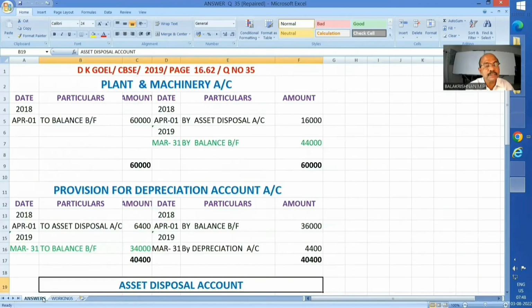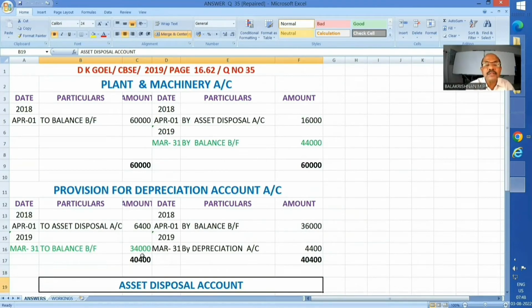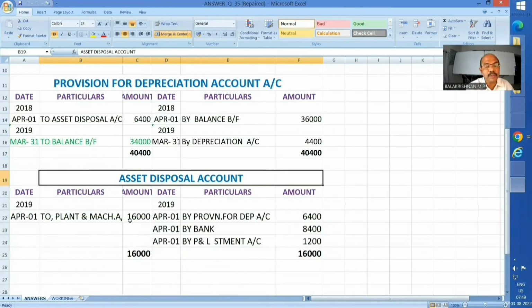Accumulated depreciation account. What is the journal entry for accumulated depreciation when you are under the asset disposal account? Provision for depreciation account debtor to asset disposal account. Kindly watch my preceding videos in respect of the asset disposal account. Well, first of all, we have to transfer that part of the asset that is getting sold. What is the value of the asset that is getting sold? 16,000 original cost. The entry we have to make is asset disposal account debtor to plant and machinery. So that entry we have made.